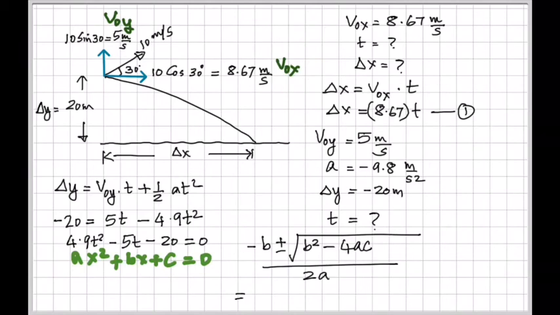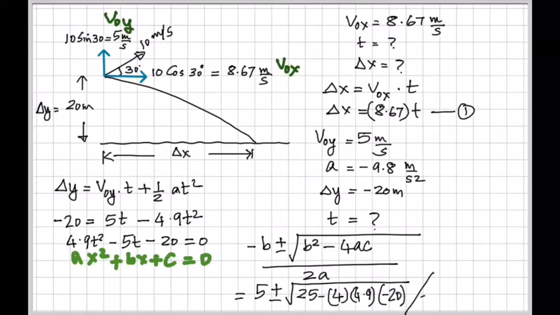Okay, so minus b is 5 plus or minus square root b squared is 25 minus 4 times a is 4.9 and c is negative 20, and then I have to divide the whole thing by 2 times 4.9. All right, if somebody's done it, please give me the answer. What do you get? 2.6 seconds.